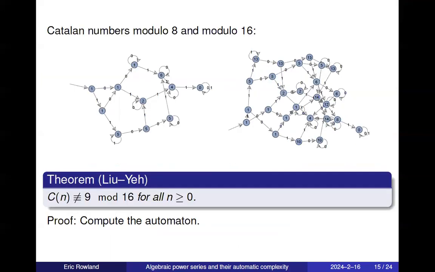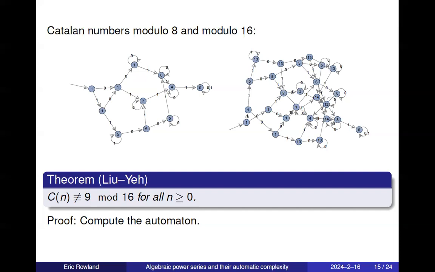Okay, so let's go back to the Catalan numbers modulo 8 and modulo 16. So here are the automata for them. This is a theorem that I hadn't mentioned yet, that no Catalan number is congruent to 9 mod 16. And their proof of this was, you have this long case analysis to determine what the Catalan numbers are modulo 16, and you show that there's no 9 case.